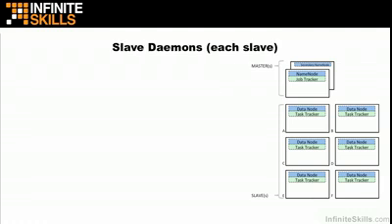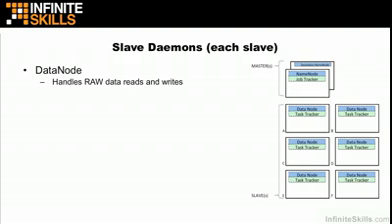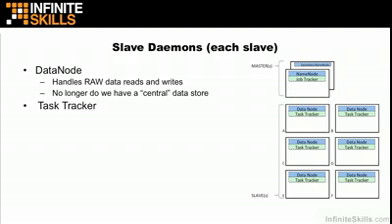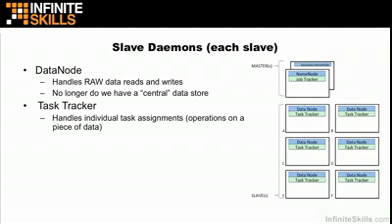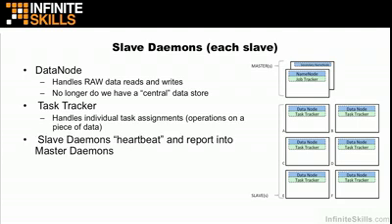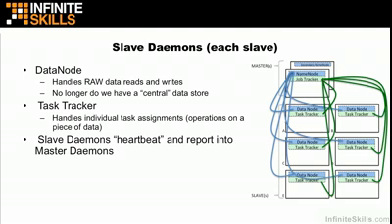Zooming in on the slave daemons, on each slave we will have a data node, which handles the raw data storage reads and writes. In Hadoop, we no longer have a central data store, as we saw with the SETI at Home project in another chapter. Processing tasks are handled by a long-running daemon called the task tracker, which handles individual task assignment operations on a single piece of data. Each of these slave daemons, on a short-term basis, typically just a few seconds, heartbeat and report into the master daemons.